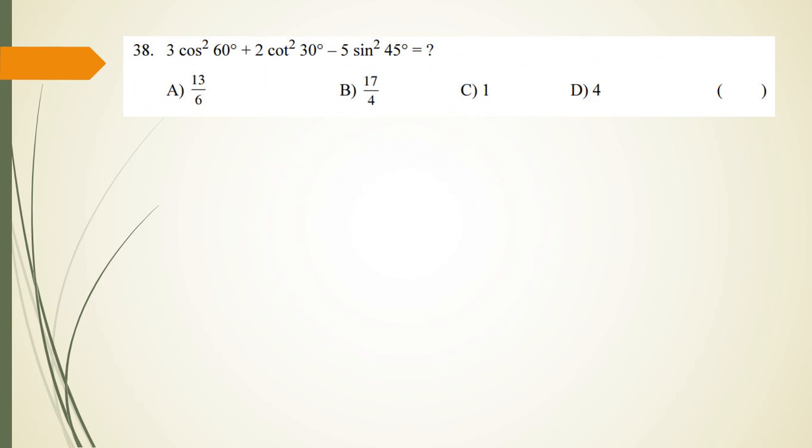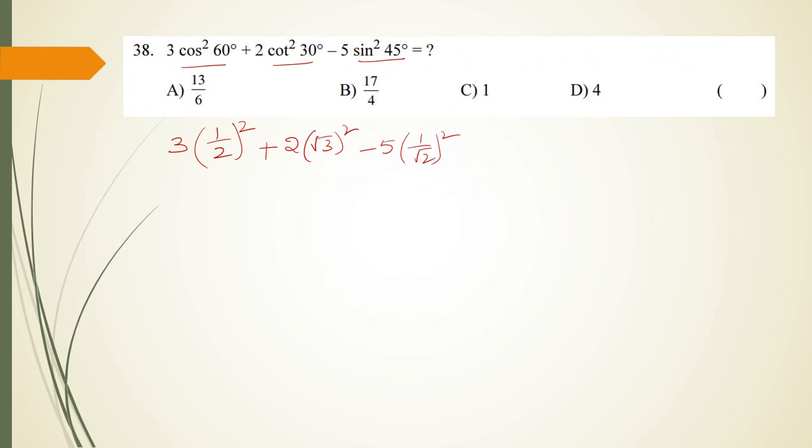Next, moving on to question number 38. If you observe this question, what he has given is cos square 60 value, cot square 30 value, sin square 45 value; we should know these to solve this particular problem. So 3 into, what is cos 60 value? Cos 60 value is nothing but 1 by 2. So 1 by 2 whole square plus 2 times cot 30. So tan 60 is root 3, cot 30 is also root 3. So root 3 whole square minus 5 into sin 45, which is 1 by root 2, whole square.